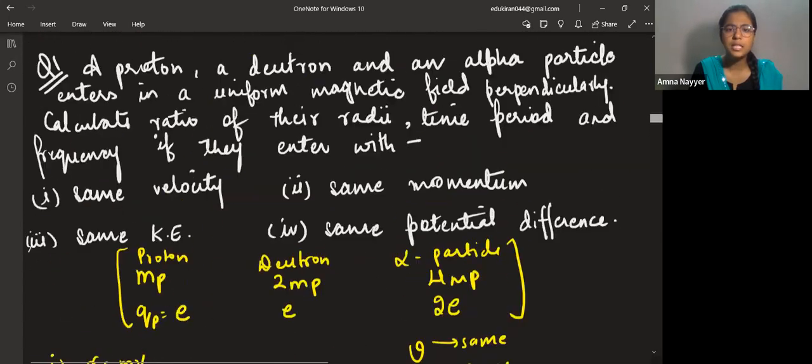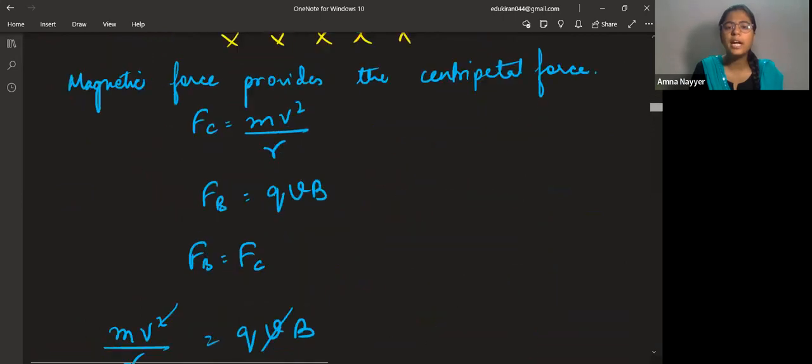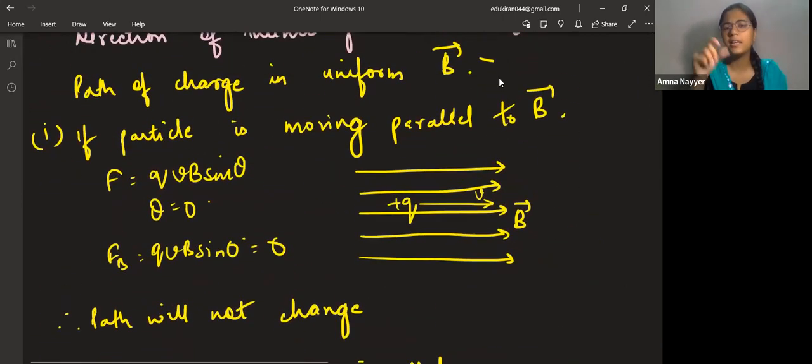Then these questions are there. Do one thing. Don't write all the lines. Just write if the particle is moving parallel, FB is 0, path will not change. Just in short, do not make the diagram. Do not write everything. Just write two lines. All right.